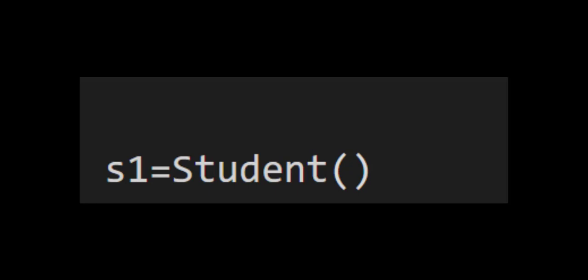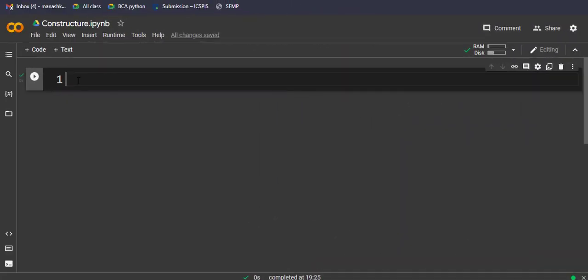The constructor is called at the time of creating an instance. So the constructor will be called when we create an instance. For example, s1 equal to Student class, Student.